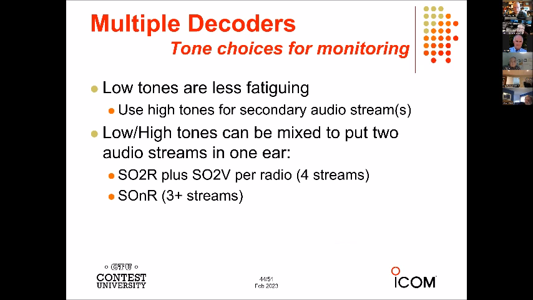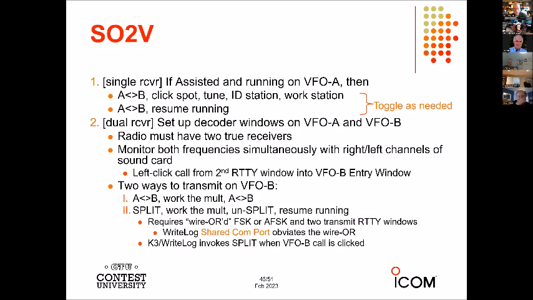One of the things you can do with multiple decoders, especially if you're using SO2V, is to use different audio tones for the 2 different receivers, so that you might use higher tones for the second receiver, and mix the streams in your ear so that you know the low tones are your main decoder and the high tones are your sub-receiver decoder, so you can keep those straight in terms of your timing of transmissions. This is a slide I won't go over in detail, but you can look at later about how to do SO2V, depending on whether you have just a single receiver or 2 receivers in your radio.